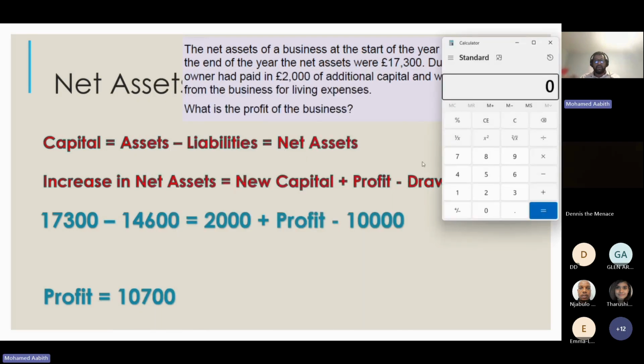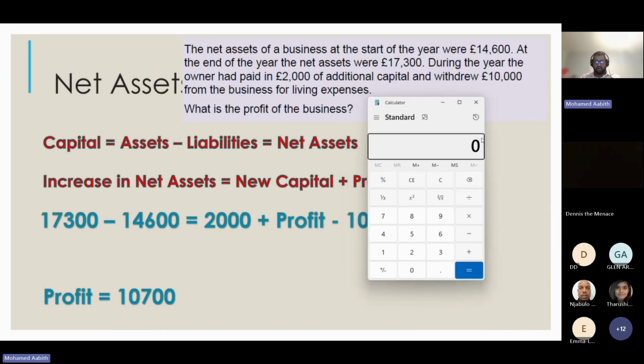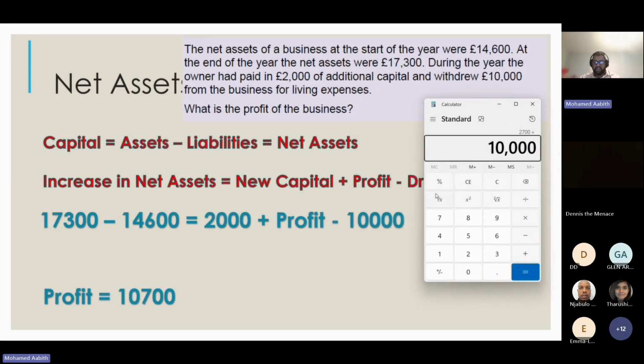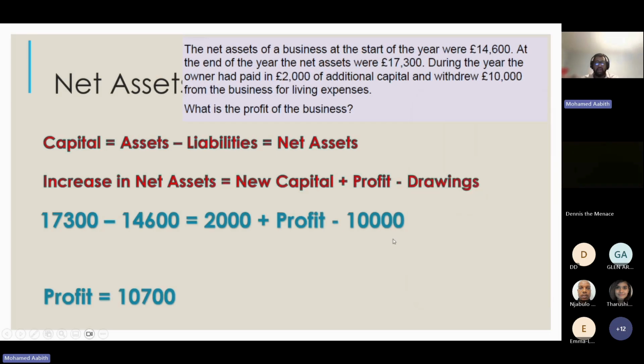So the calculator will say to me, initially what we have, 17,300 minus 14,600 plus 10,000, which is the drawings, which is going to the opposite side, that will become a positive number, minus 2,000 pounds capital. That means the profit figure for that period is going to be 10,700 pounds. Okay, so this is one method of calculating.